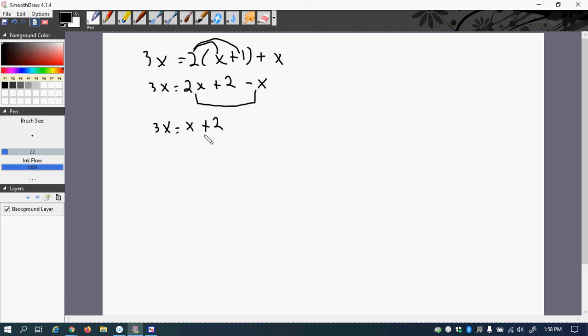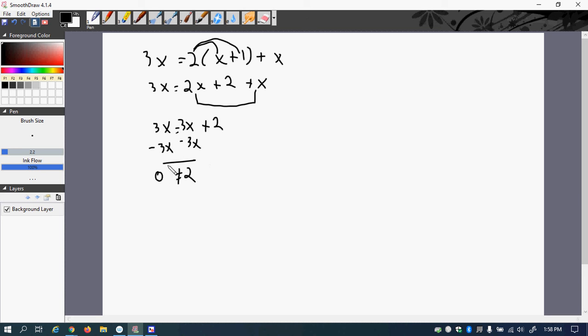Okay, and then, oh, I'm sorry, I have a mistake. I have plus, this should be a plus. So that means this should actually be a 3. Okay, and now if I subtract 3x from both sides, I get 0 does not equal 2.